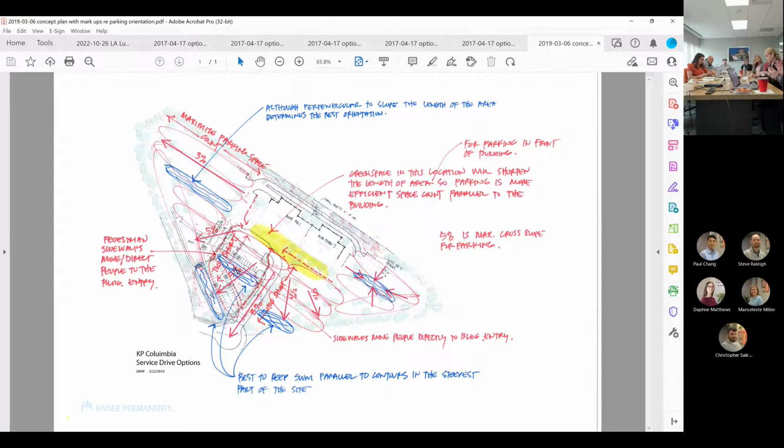So again, we're just thinking about the orientation: we get the building footprint right, we get the orientation right. Now we're thinking, here's where the parking has to lay out, and here are some of the grading implications of that. Where's the stormwater going to go? So this was, I think, a critical step that we had done on that project.